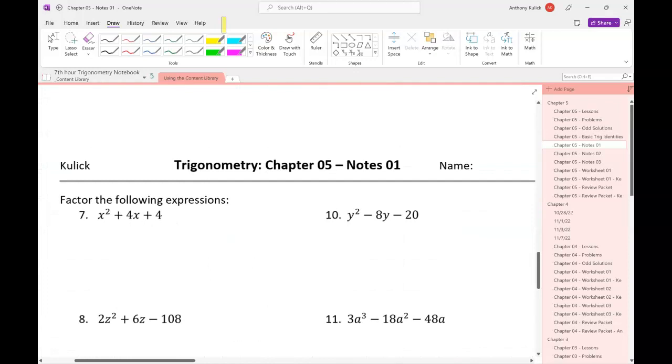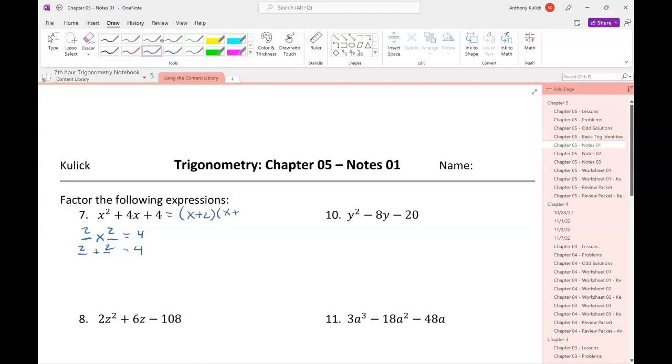Okay. So to do the short factor here, we need to find 2 things that multiply to give us 4, and then add to give us 4. What are those 2 things? 2 and 2. So how does this factor? x plus 2 times x plus 2.